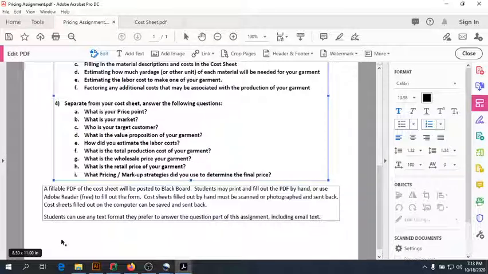Students can use any text they prefer to answer the separate questions of the assignment. So you want to do a separate Word document, or you can even just type it in an email. Doesn't matter to me. So however is easiest for you guys to get me this information is perfectly fine. So let's go over the cost sheet.